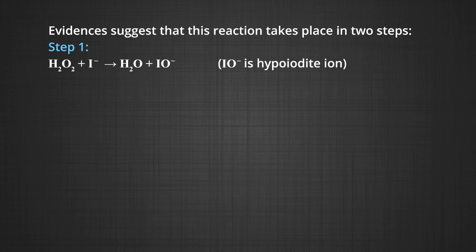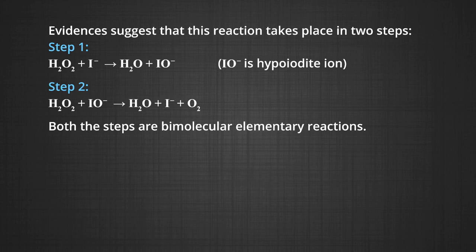Evidence suggests that this reaction takes place in two steps. In the first step, 1 mole of H2O2 reacts with iodide ion to give 1 mole of H2O plus 1 mole of IO minus, where IO minus is the hypoiodite ion. In step 2, hydrogen peroxide now reacts with the IO minus hypoiodite ion to give 1 mole of H2O plus 1 mole of iodide ion plus oxygen. Both the steps are bimolecular elementary reactions.